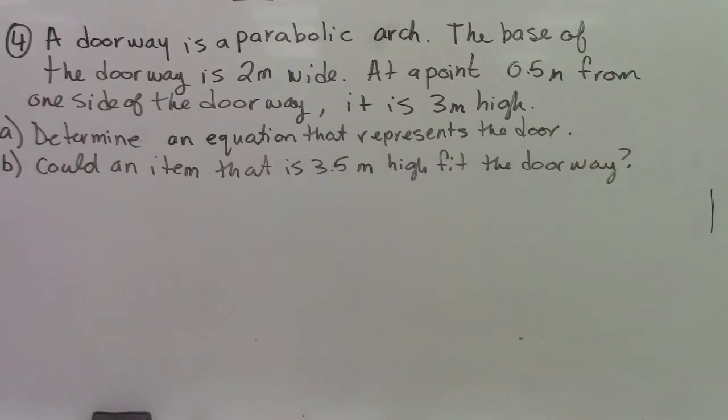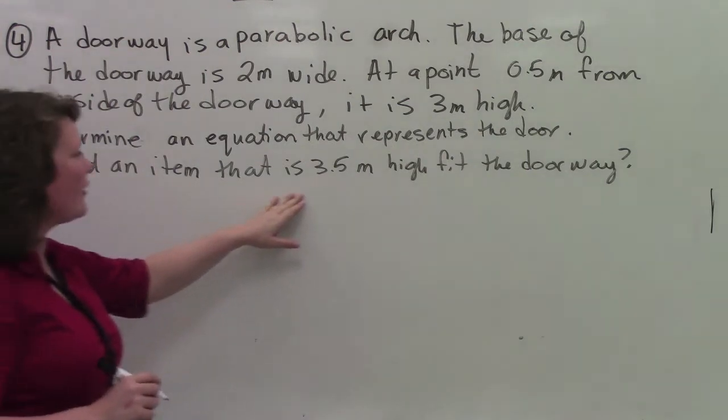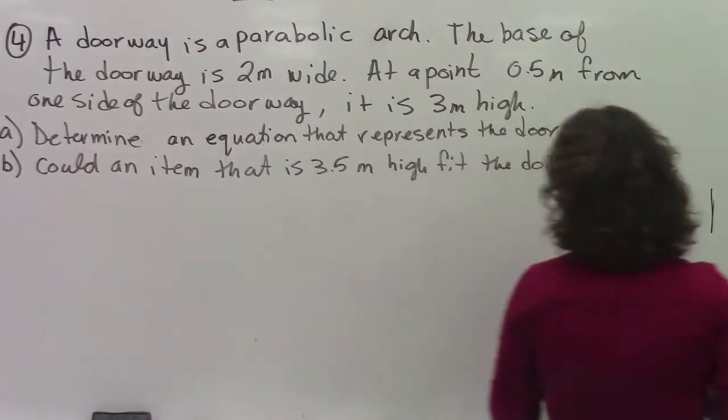A doorway is a parabolic arch. The base of the doorway is 2 meters wide. At a point 0.5 meters from one side of the doorway, it is 3 meters high. Determine an equation that expresses the door. Could an item that is 3.5 meters high fit the doorway?